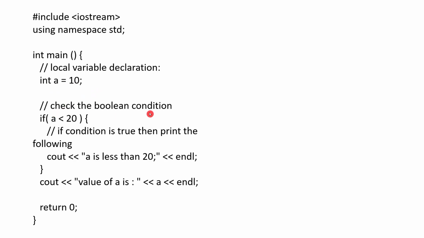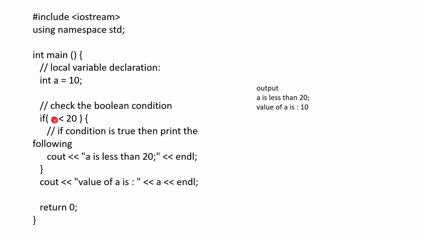Next, we check the Boolean condition. This is the main condition: if a is less than 20. We have given the value 10, so there is no user input required. The values are already inside the program. This condition is true. If this condition is true, then print the following. As the condition is true, it will go cout a is less than 20. It will print like that: a is less than 20. Everything will come within the inverted commas, then endl, then cout value of a is, a, endl, return 0.